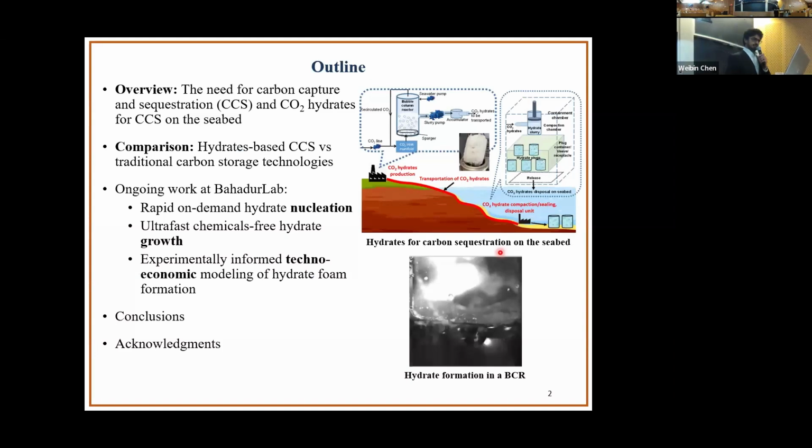So the outline for today's talk is essentially first I'll start with an overview as to why we need CCS in general, which is carbon capture and sequestration, and then how CO2 hydrates can act as an option for CCS on seabed. Then I'll briefly talk about a comparison between CCS and the traditional carbon storage technologies, such as mineralization. And then I'll talk about some ongoing efforts at Bahadur lab on this level. And then finally I'll conclude with some conclusions and findings.